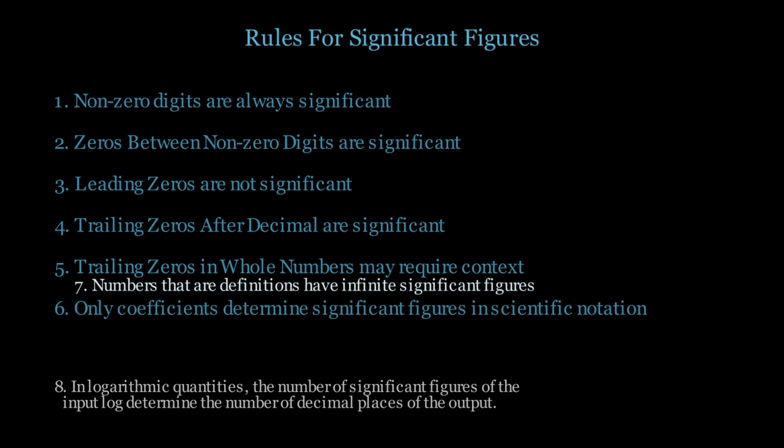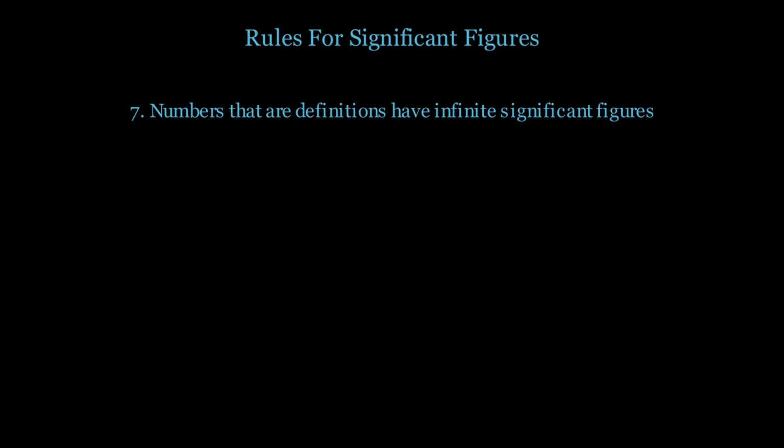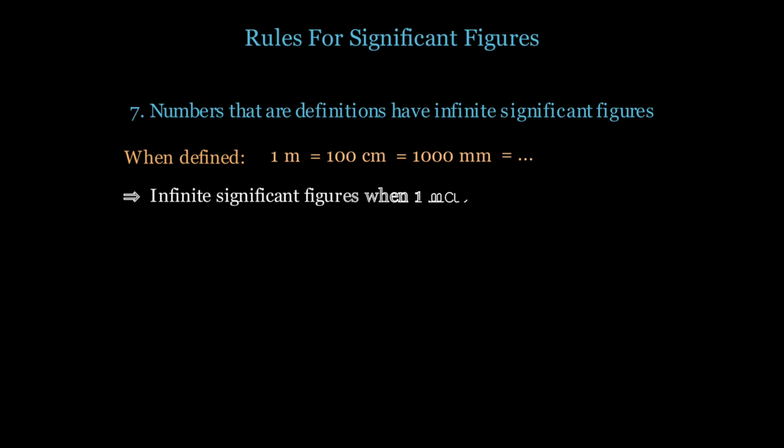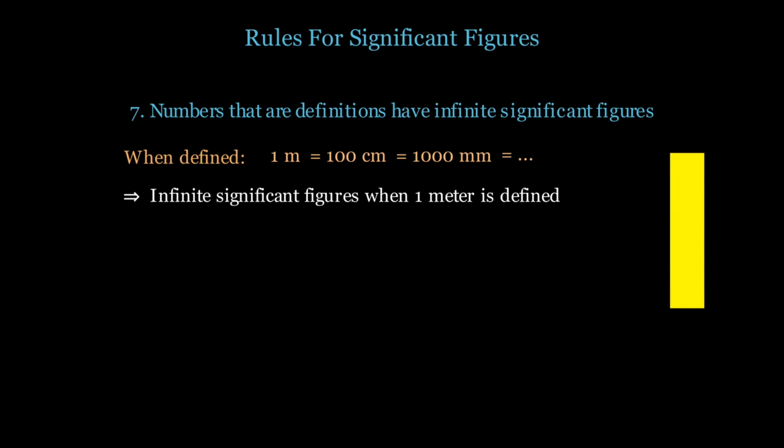Now, what about numbers that act as definitions rather than measurements? Say we have 1 meter. So, these exact numbers have infinite significant figures, as they do not limit precision in calculations. By definition, 1 meter can be written as 100 centimeters or 1000 millimeters and so on. So it has an infinite number of significant figures.